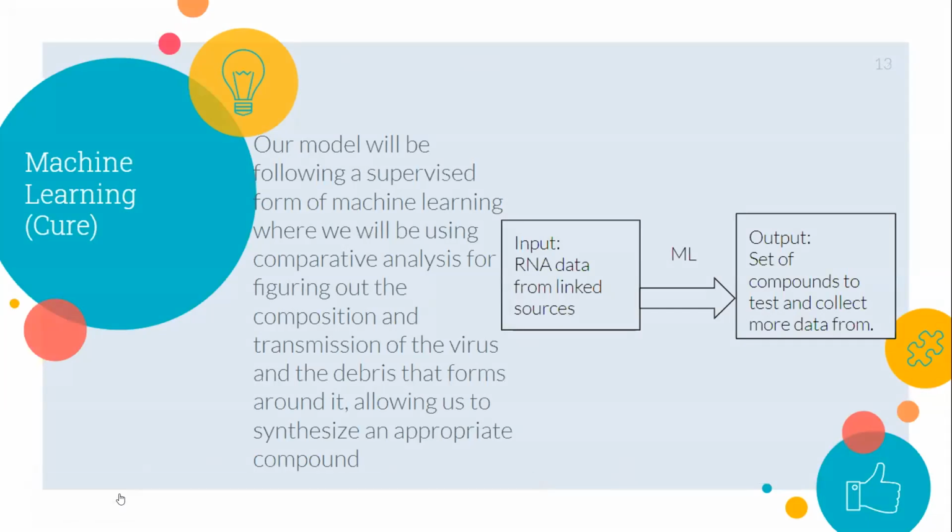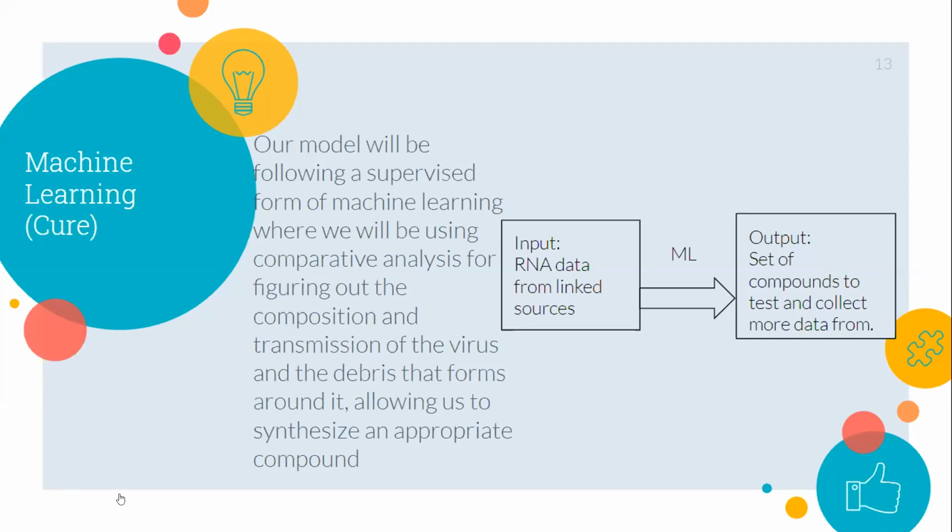This is our machine learning cure for the cure part of the solution, which includes the ARDS and how we will solve that. Our model will include a supervised form of machine learning, and we'll be using comparative analysis from a variety of previous known knowledge of our data that we have accumulated over our time as a civilization. So we'll be figuring out the composition and transmission of the virus and the debris that forms around it. Through this comparative analysis, we can see what sort of microparticles are attracted and how it transmits. And this will allow us to synthesize an appropriate compound.